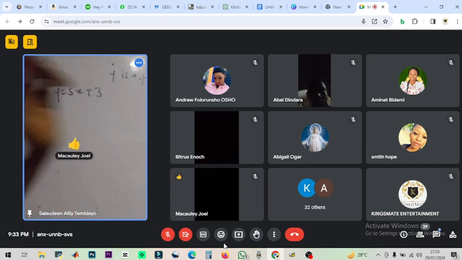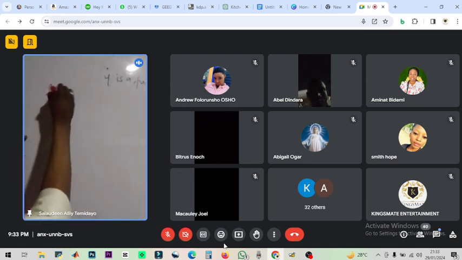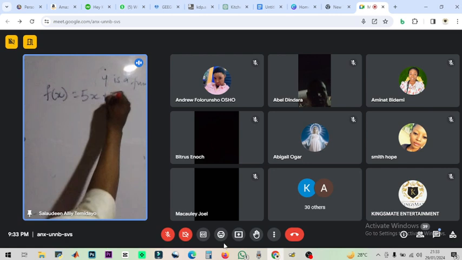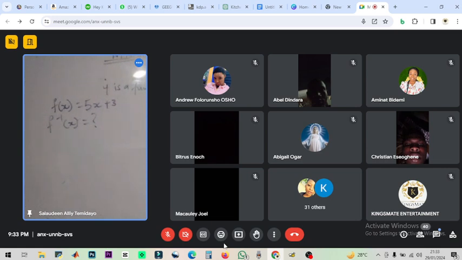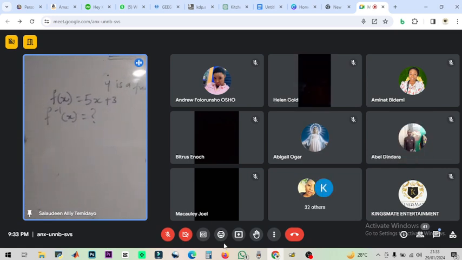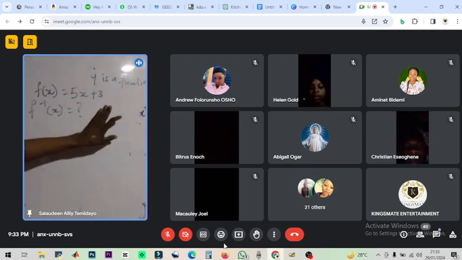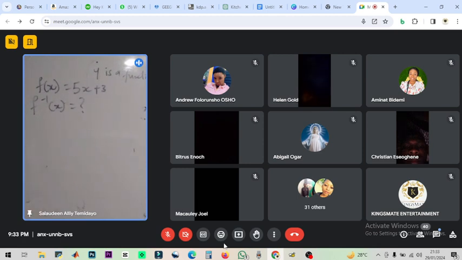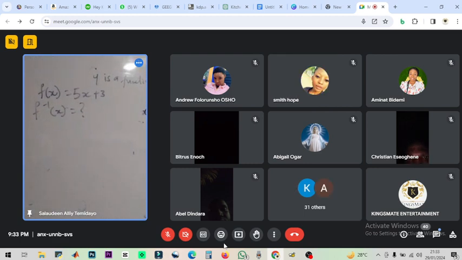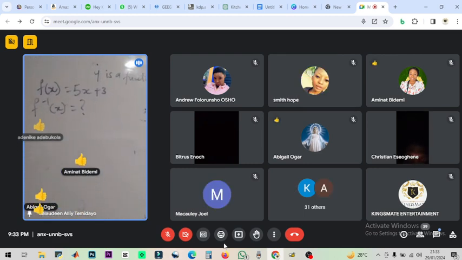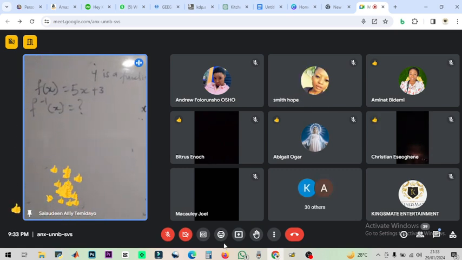To look for the inverse, you need to calm down very well. They will give you f of x equals 5x plus 3. Find f inverse of x. That means find the inverse. You are given f of x equals 5x plus 3. Now, find f inverse of x. Are we together, everyone? Shall we move ahead? Let's see a reaction, just a reaction. So we can move now.